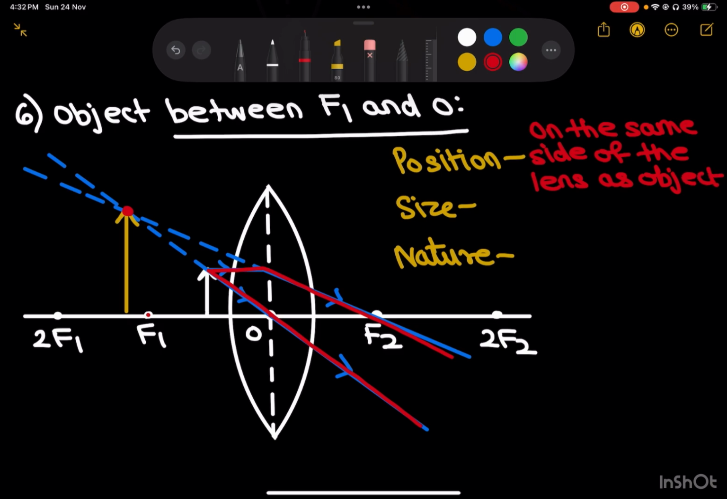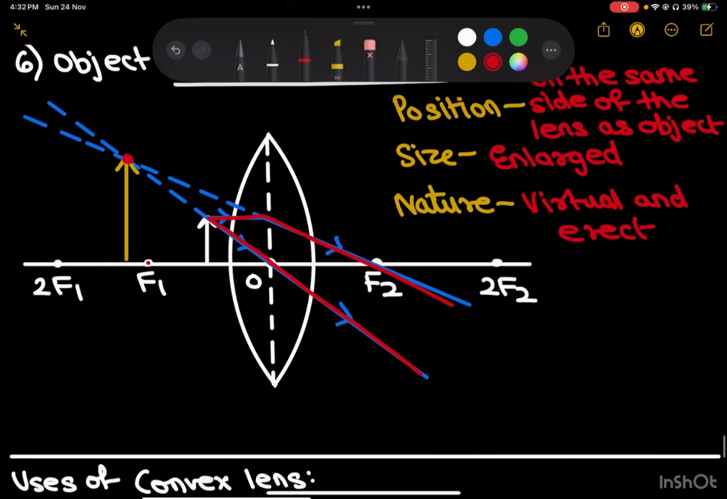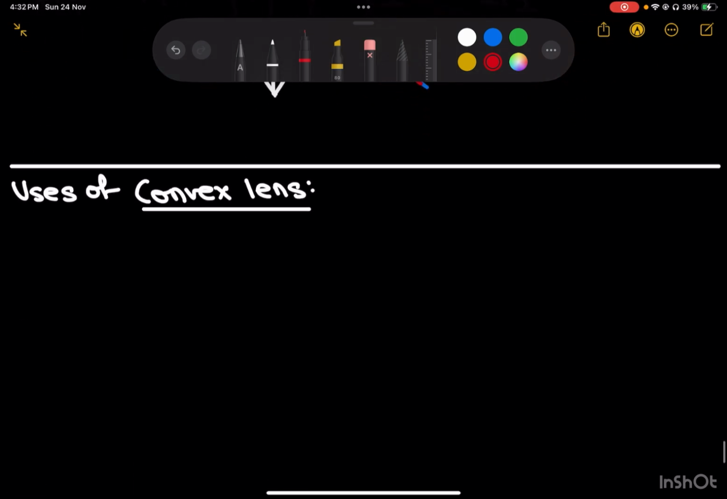The size is enlarged, as you can see, it's on the same side. And the nature, it is virtual and erect. So it is similar to the last case of concave mirror, right? So these are the 6 cases for convex lens. Now let's move on to the uses of convex lens.